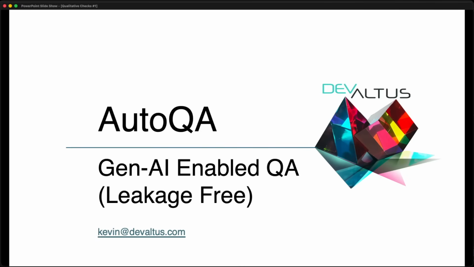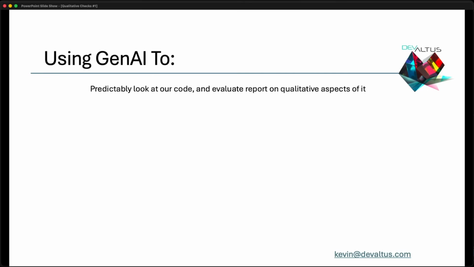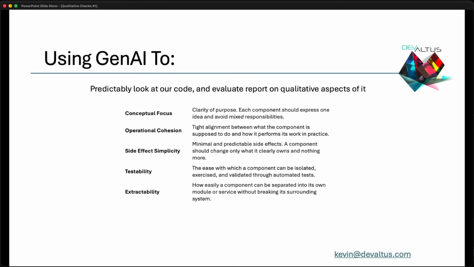Today, specifically using generative AI to do QA, and even more specifically, leakage-free generative AI to do QA. Now, what is it exactly we're going to be doing? We're going to be using generative AI to look at our code and evaluate things on qualitative aspects, right? Things like conceptual focus, operational cohesion, testability, side effect simplicity. These are things that are very difficult for us to come up with from a quantitative perspective, things like SonarQube and other static code analysis tools. Instead, these are qualitative aspects, and that's why Gen AI is so useful for this.